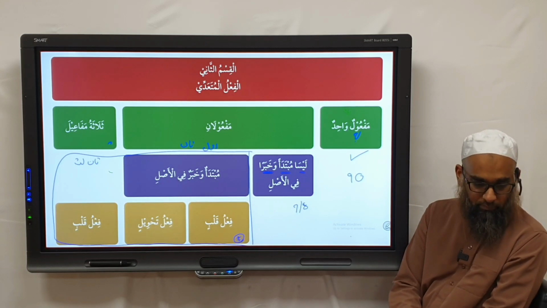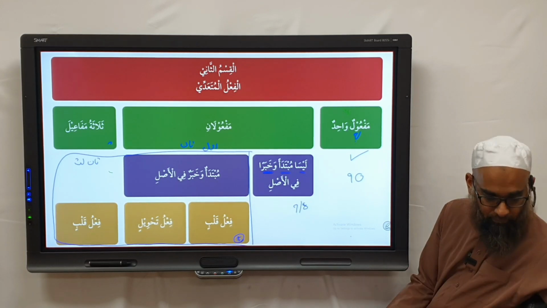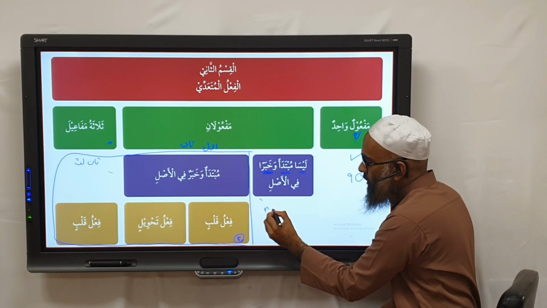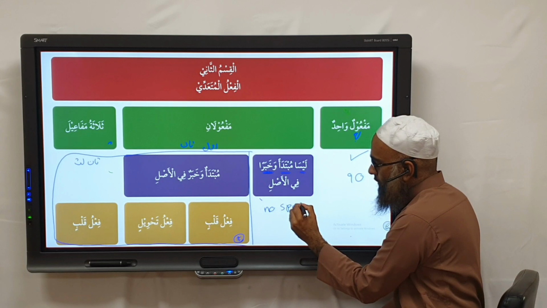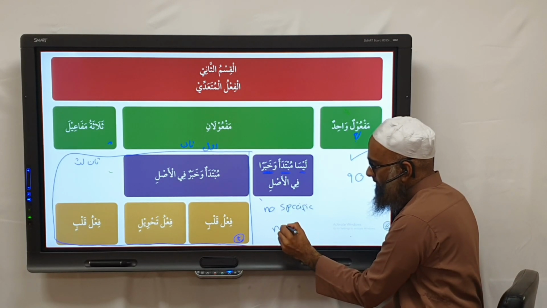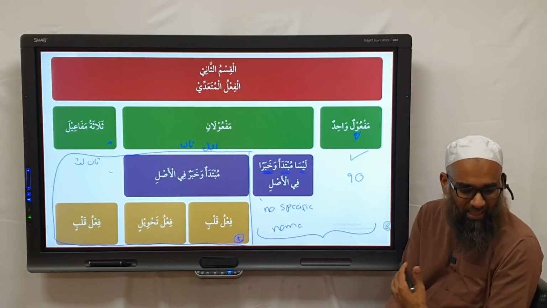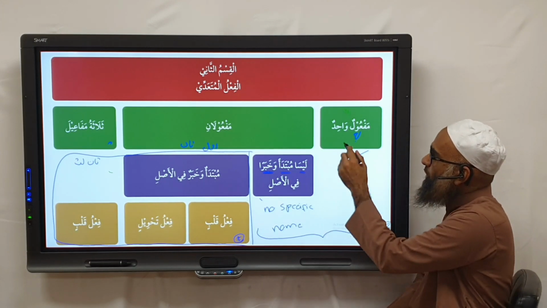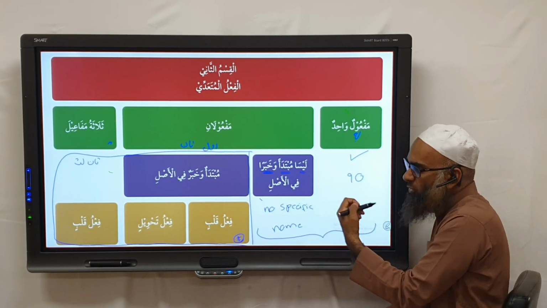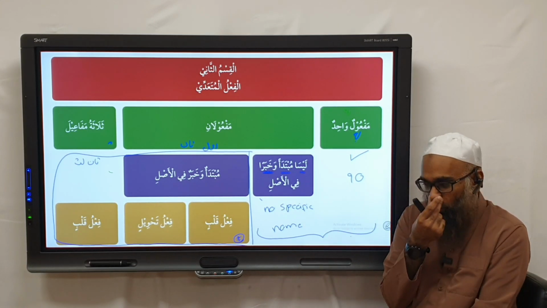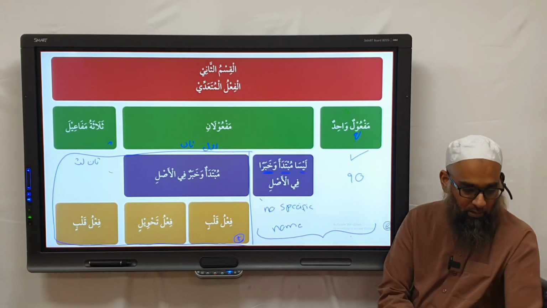Understood? Any other questions? Yeah. So there's no specific name for this one. No specific name, because these are standard. When something is standard, you don't really name it specifically. That's what usually happens. Because maf'ul bihi wahid is normal, and having two maf'uls, like an action to ask somebody something or to give somebody something, those are standard. So they don't have a specific name. Okay.